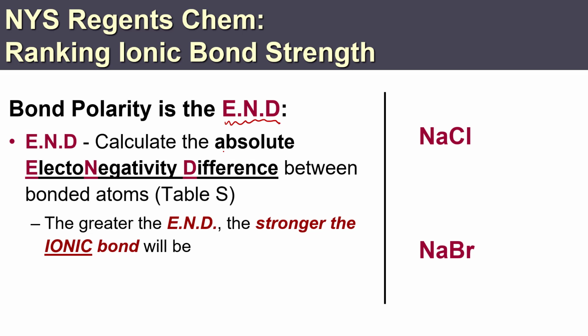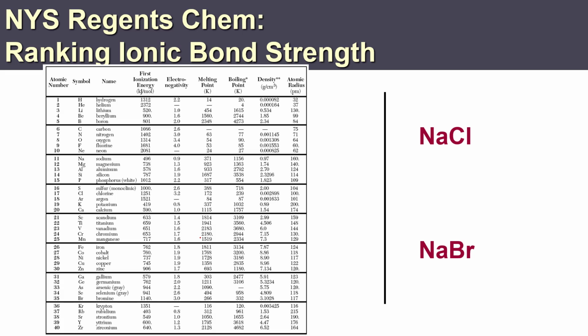So we are looking at the absolute difference, which means even if the difference is negative, we are going to make it positive between your bonded atoms in your ionic compound, and we're going to go look for those electronegativity values, as you guys know, on table S. And the relationship is pretty simple. The greater the electronegativity difference, the stronger the ionic bond will be. So if we are trying to figure out where we have a stronger bond, whether it is between sodium chloride or sodium bromide, let's go fish out some values.